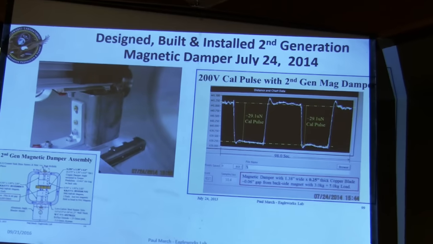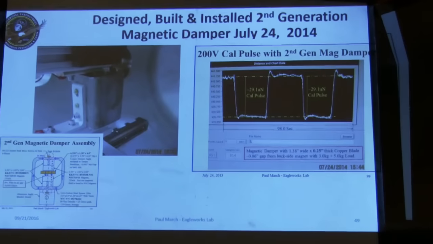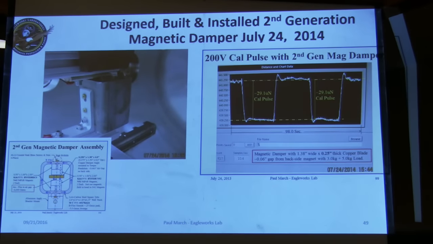Next slide. Say, Paul. Yes. It was a couple of slides back, and maybe I just kind of woke up, but you mentioned the volcanoes.